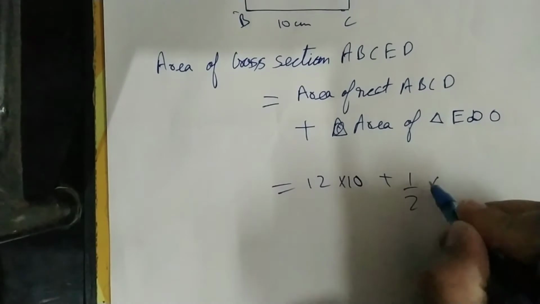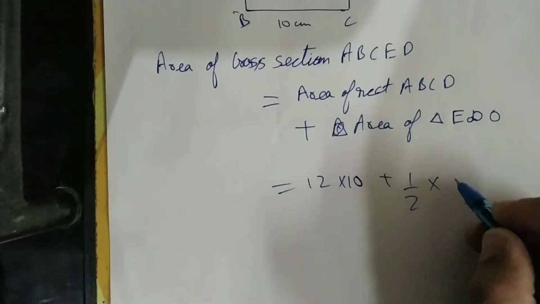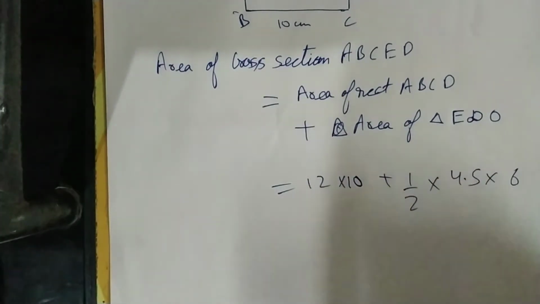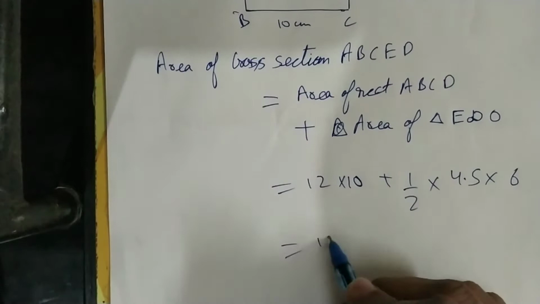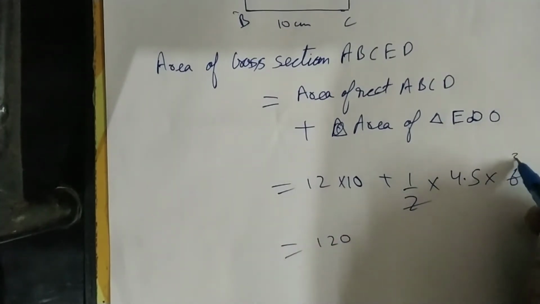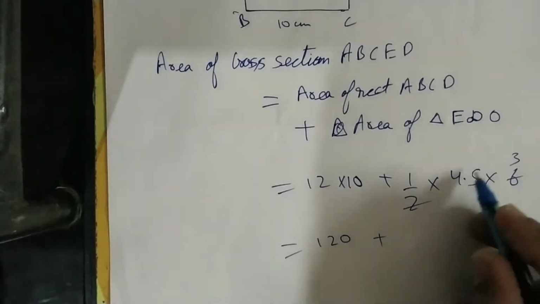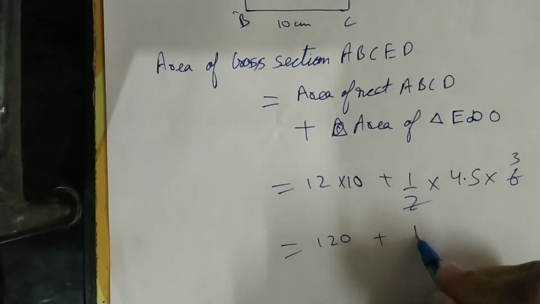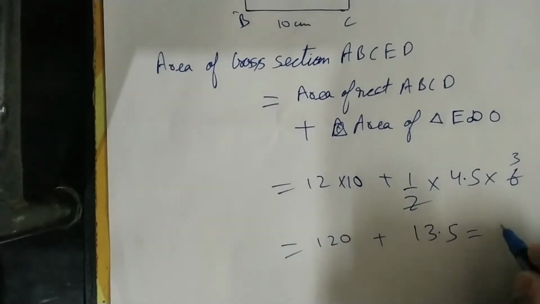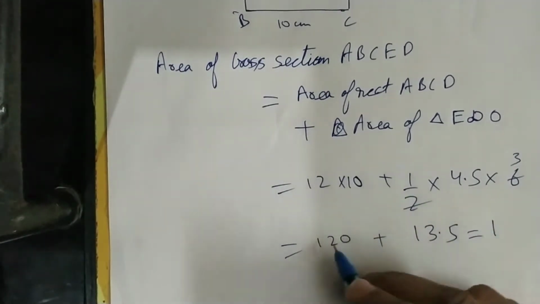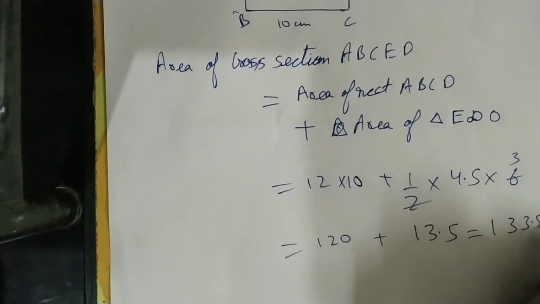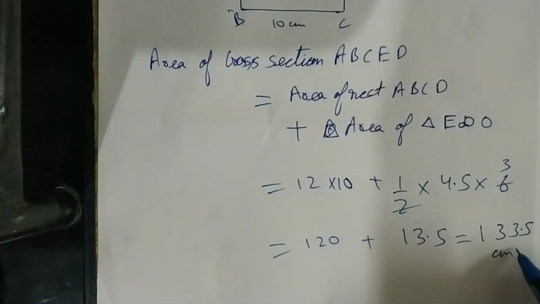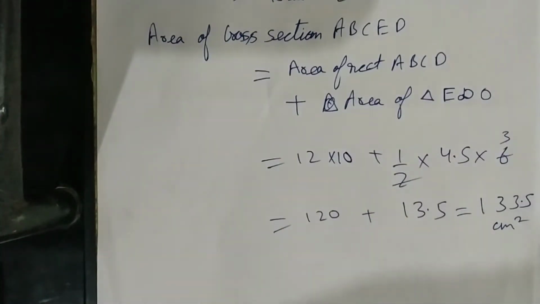Area of triangle is half into base, so you can take base as 4.5 and height as 6. This is 120. So this will be 13.5. So this is equal to 133.5. So these all are in centimeters, so area will be in centimeters square. So this is the answer for first part.